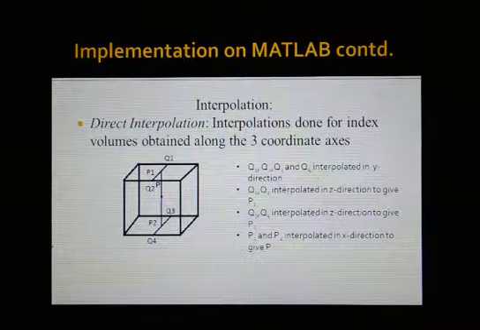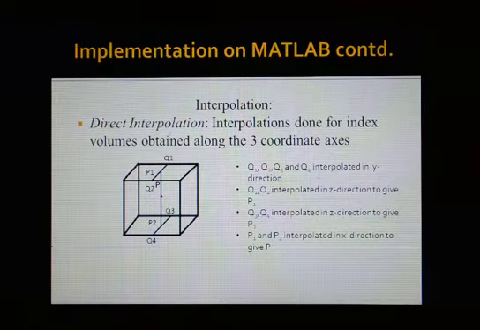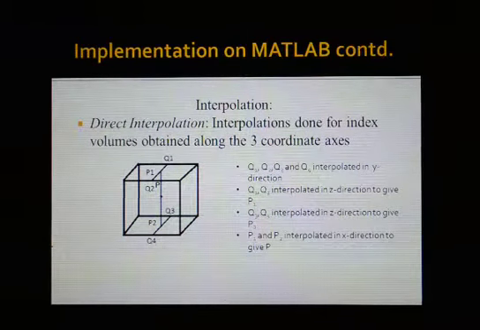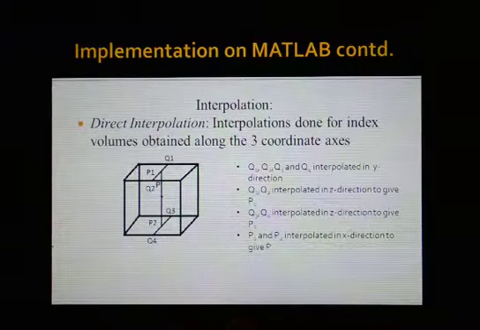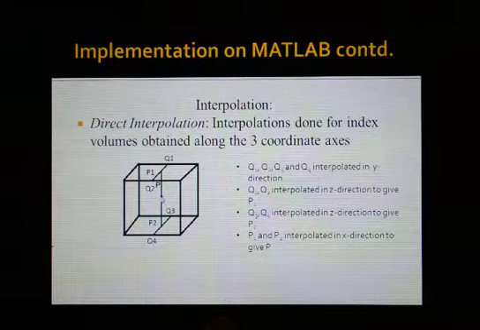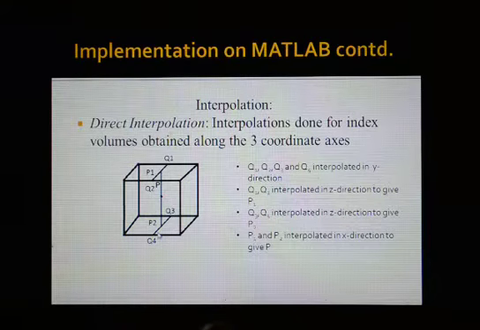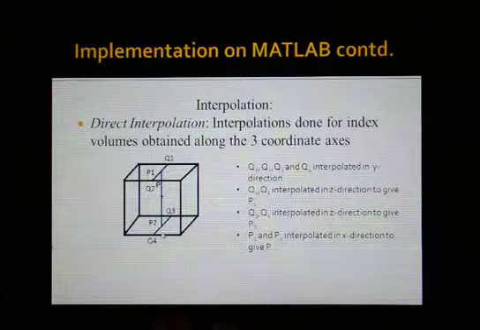Next, we will understand the interpolation which has been done for the purpose of this project. Primarily, we have done direct interpolation. In case of direct interpolation, we have constructed a cube comprising 8 vertices. Now, P is the point where the intensity is required, and perpendiculars P1 and P2 are dropped on the upper and lower faces of the cube. From P1 and P2, perpendiculars Q1, Q2, Q3, and Q4 are dropped on the respective edges of the cube.